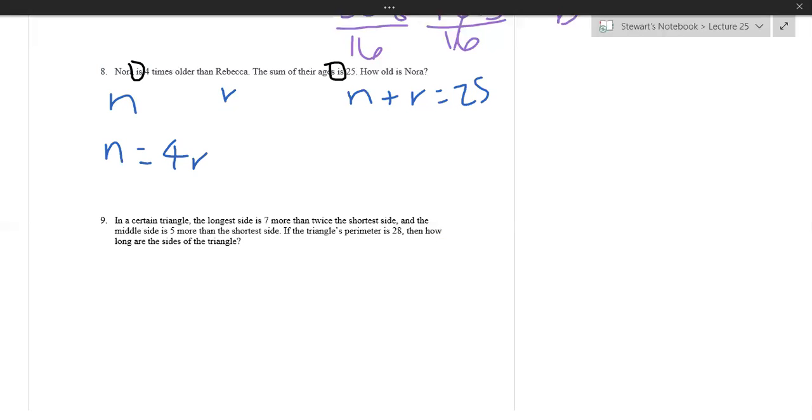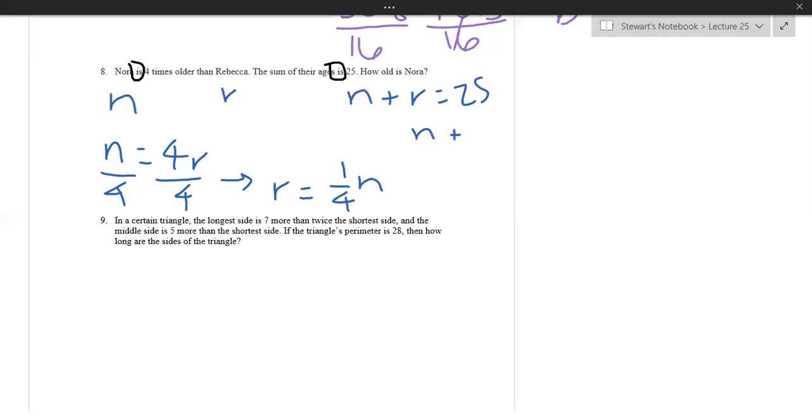But actually they want us to solve for Nora's age. So what we can do is fix this so that we know an expression for R that involves N. So we can divide by 4. So we have R equals 1/4 N.